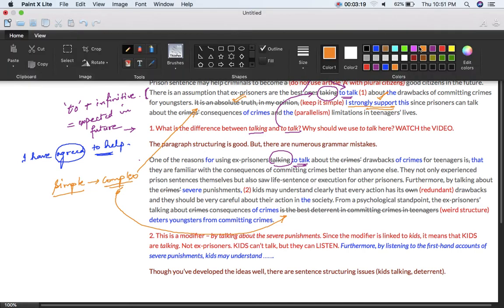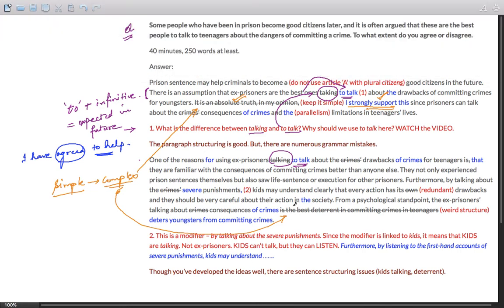Now let us read this part. The student writes, from a psychological standpoint, the ex-prisoner is talking about consequences of crimes. I'll talk about this as well. Consequences of crimes is the best deterrent in committing crimes in teenagers. Now this is weird. This is very, very weird.